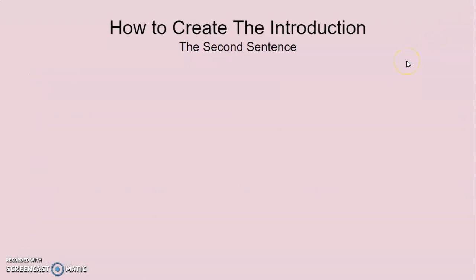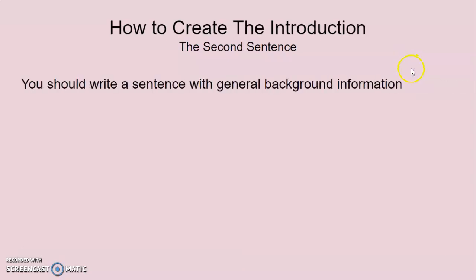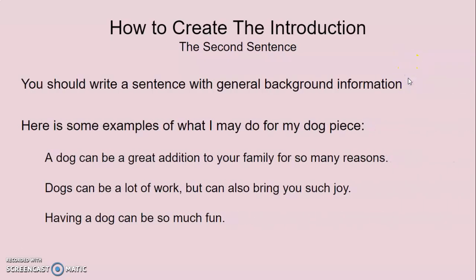So your next sentence should give your reader a little background information about your topic. Here are some examples that I came up with. A dog can be a great addition to your family for so many reasons. Dogs can be a lot of work, but can also bring you such joy. Having a dog can be so much fun. Nothing specific, just very general background information about a dog.